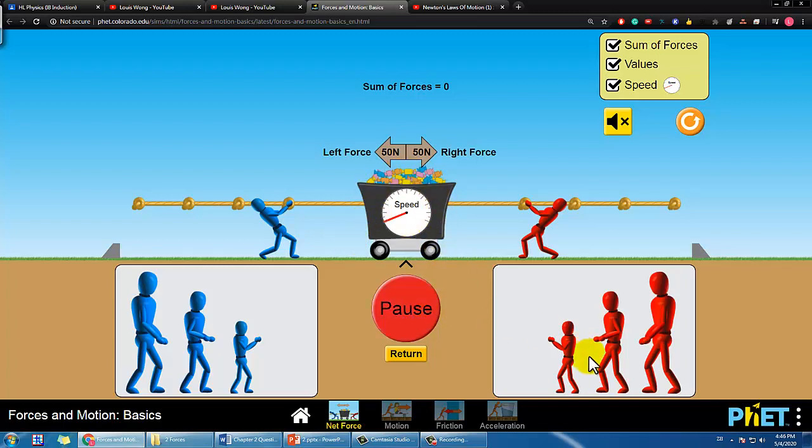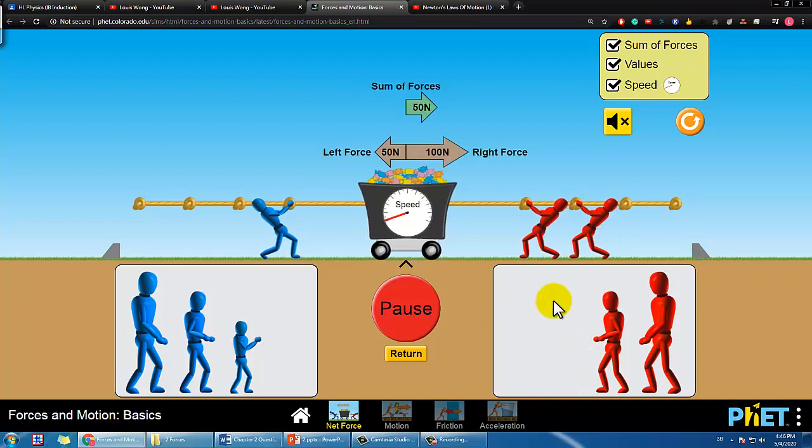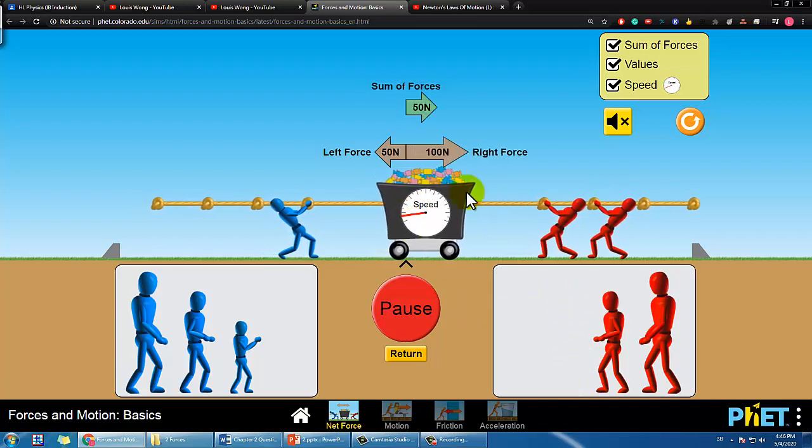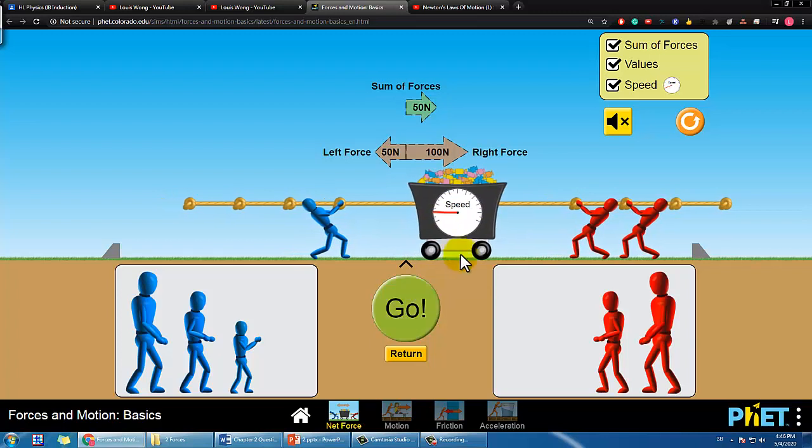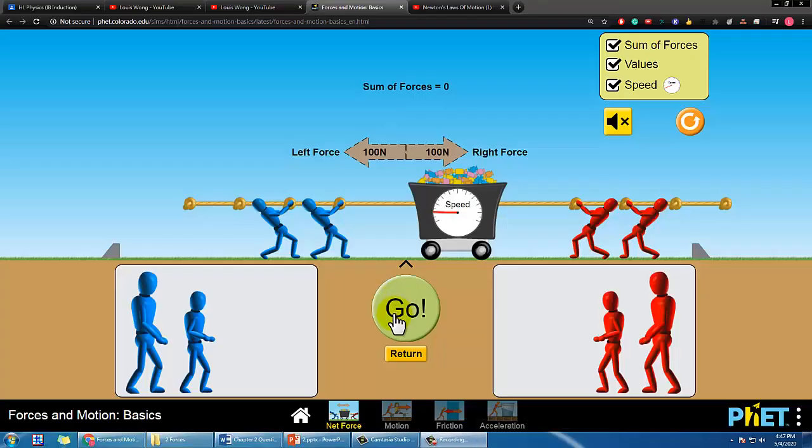So right now, say I add one more person here, and you should see the speed would increase. And now I would add one more guy here, which now you can see the force would be the same. So I would like to ask you, when I continue this simulation, what would happen? Let's take a look here.